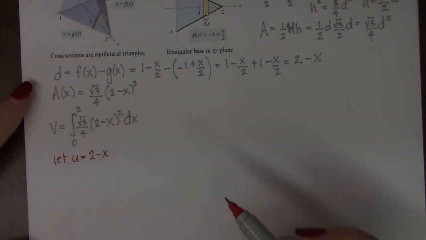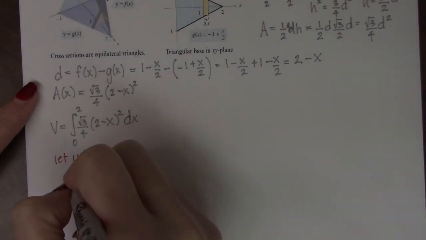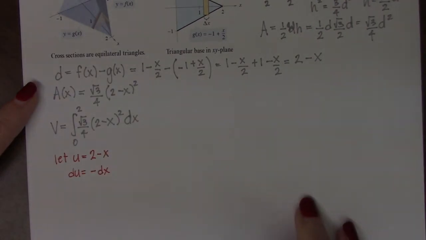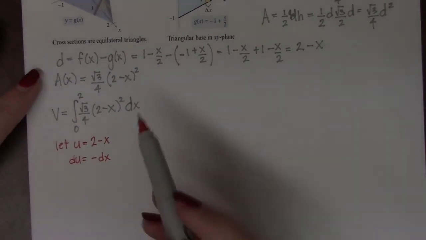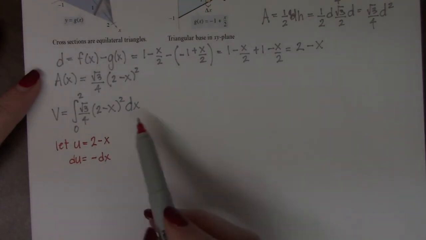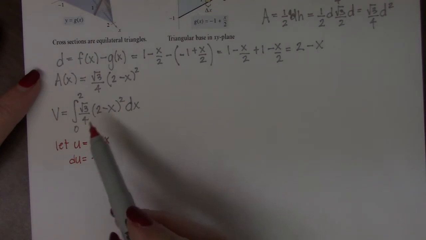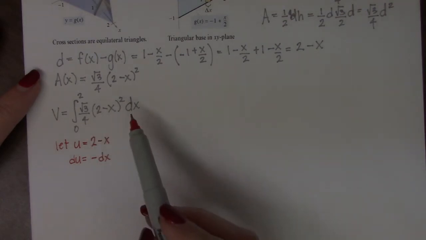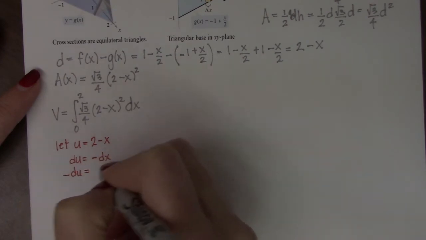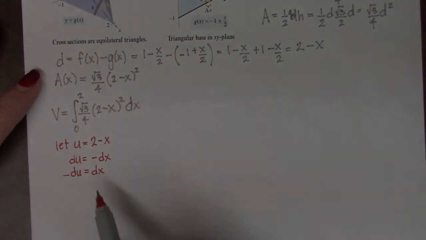So if we let u be 2 minus x, then du is going to be negative dx. So remember, when you're doing u substitution, what you want to do after you write your du is solve this for what you actually have in the integral. So I don't have the negative 1 up here, but I've got the dx. So that means when I go back to translate this into variable u, I'll replace dx with negative du.